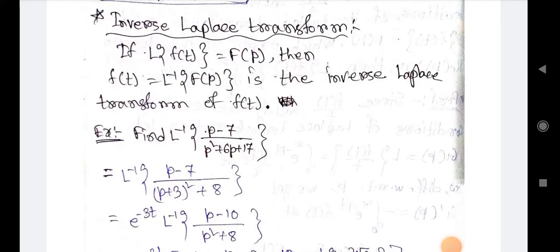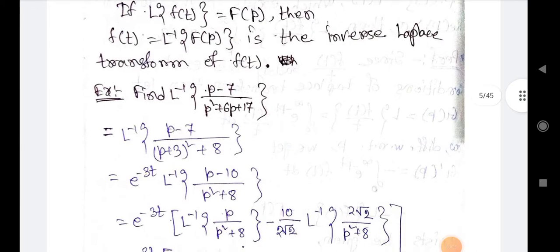So today I start inverse Laplace transform. If Laplace of f(t) equals capital F(p), then small f(t) is equal to Laplace inverse of capital F(p), which is the inverse Laplace transform of f(t).